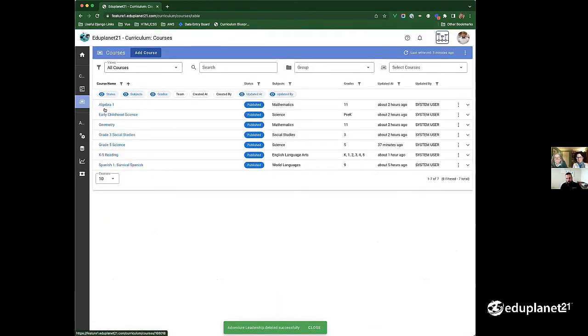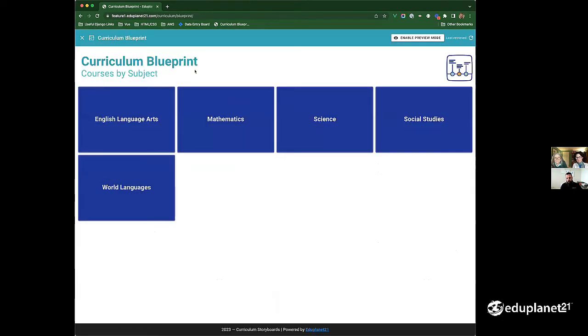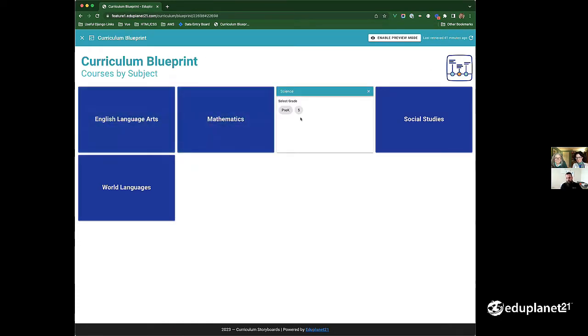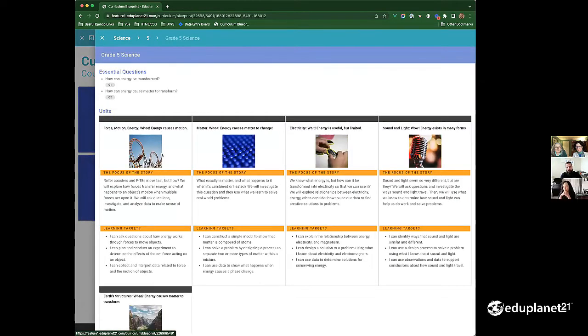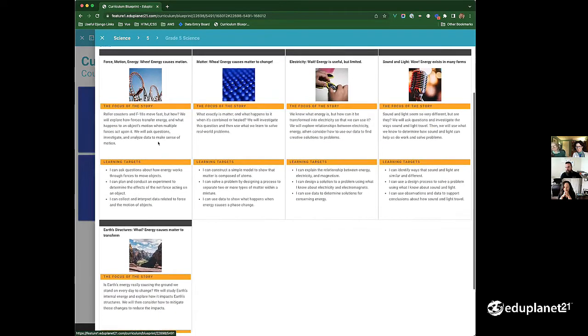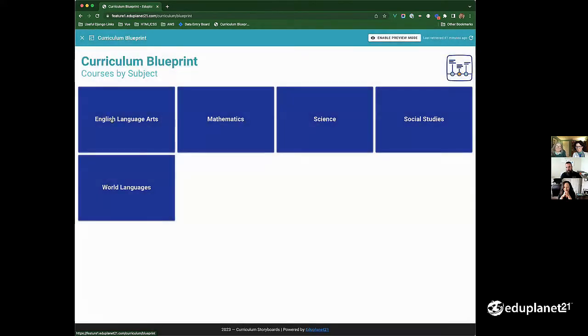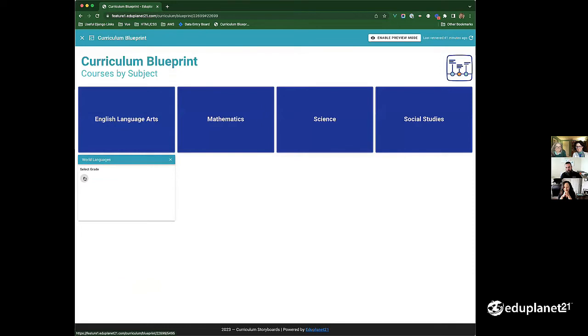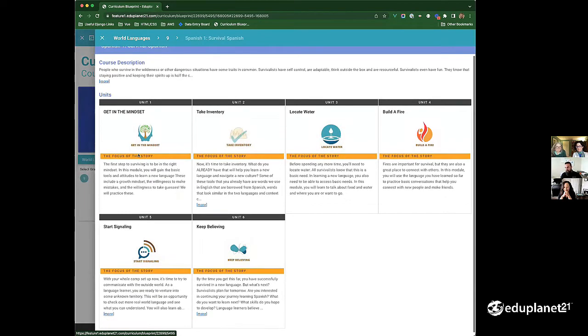So when we have all that together, we have the component called our curriculum blueprint. This can be public facing. So if we want to share this out to the wider community, we can give people a link, and this can be put on the website. We can brand it with your colors and logos. So we have our subjects listing here, and we can simply drill in. We can say show grades, and then click on the grade, and then we can see there's our grade 5 science unit there. We can pop back out. If we want to see some world language ones, we can drill into that as well.